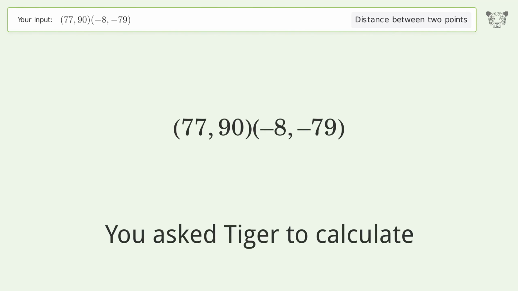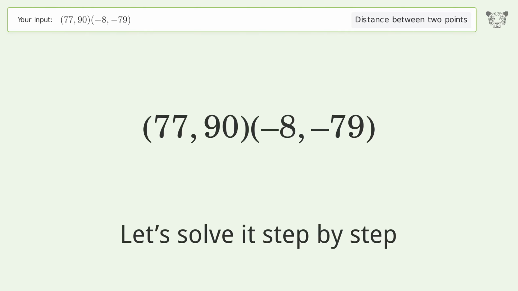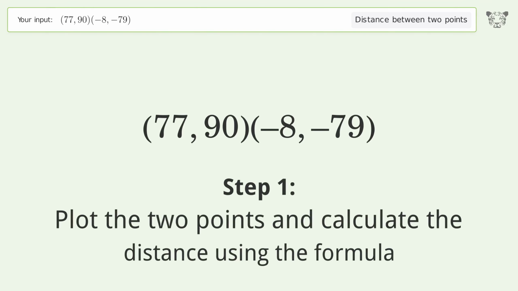You ask Tiger to calculate. This deals with the distance between 2 points. The distance between the 2 points is the square root of 35,786, or 189.172. Let's solve it step by step. Plot the 2 points and calculate the distance using the formula.